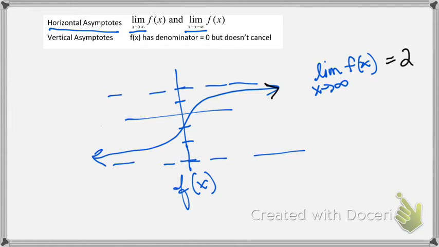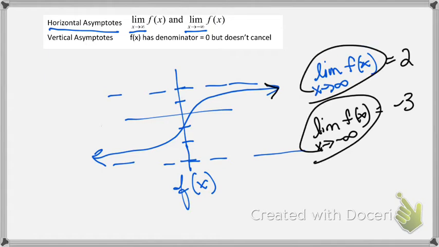On the left side, the limit of f of x as x approaches negative infinity would be -3. So horizontal asymptotes is the same as saying what is the limit at positive infinity and at negative infinity. Now you also have your old Algebra 2 rules, which are sometimes easier.